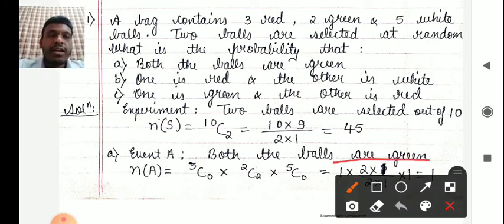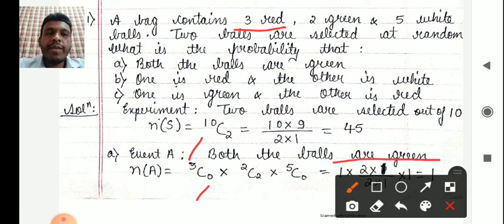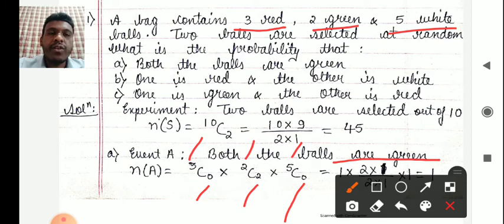They are saying that both the balls are green in color. So if both the balls are green in color, that means how many white balls are you drawing, how many green balls are you drawing, how many red balls are you drawing? 3 red balls are there. So out of 3 available for selection, how many red balls are you drawing? 0, because both the balls are green. How many green balls are there? 2. How many are you drawing at a time? 2. How many white balls are there? 5. How many are you drawing? 0. That means both the balls are green in color, 0 white balls, 0 red balls. Fine.